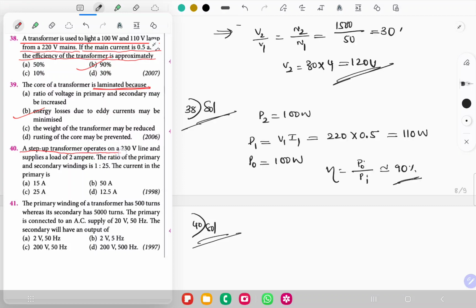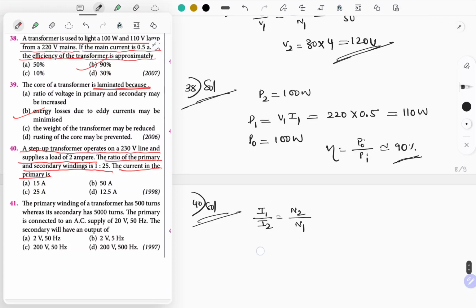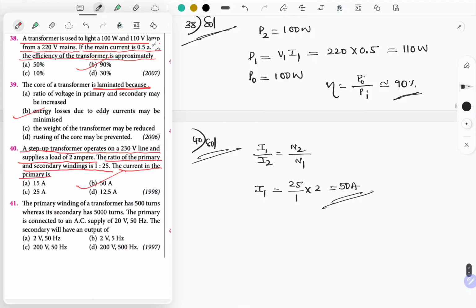Next, question number 40. A step-up transformer operates on a 230 volt line and supplies a load of 2 amperes. The ratio of primary and secondary windings is 1:25. The current in the primary is? Okay, super. Formula for the relation between current and number of turns: I1 by I2 is equal to N2 by N1. Then I1 is equal to N2 by N1, which is 25 by 1, into I2, the load current, which is 2 ampere. The answer is 50 ampere. Option B is the correct answer for question number 40.